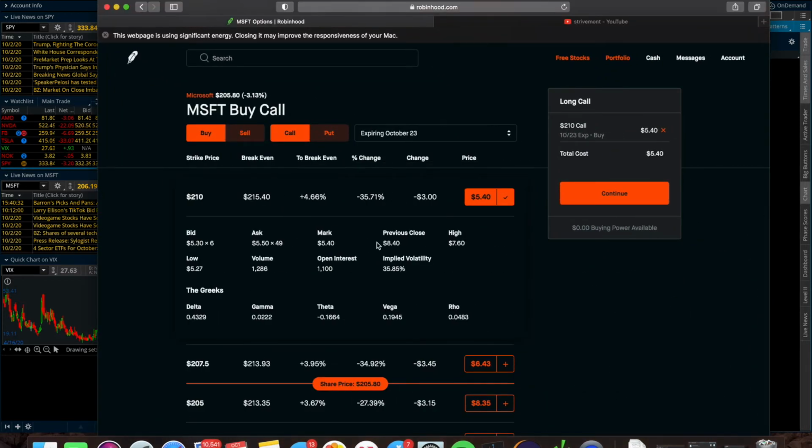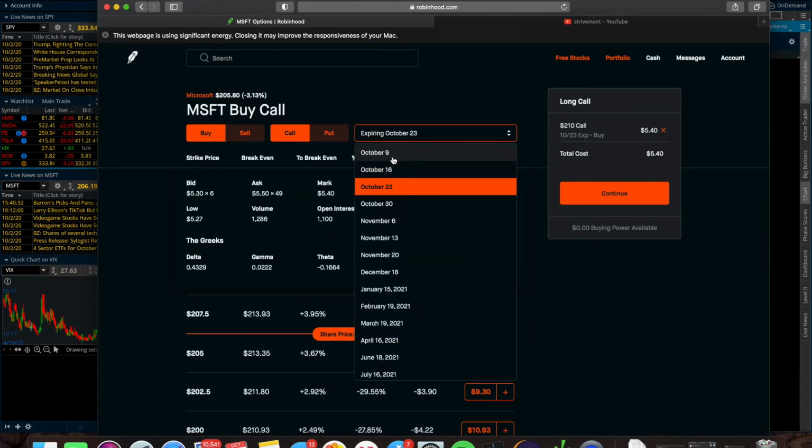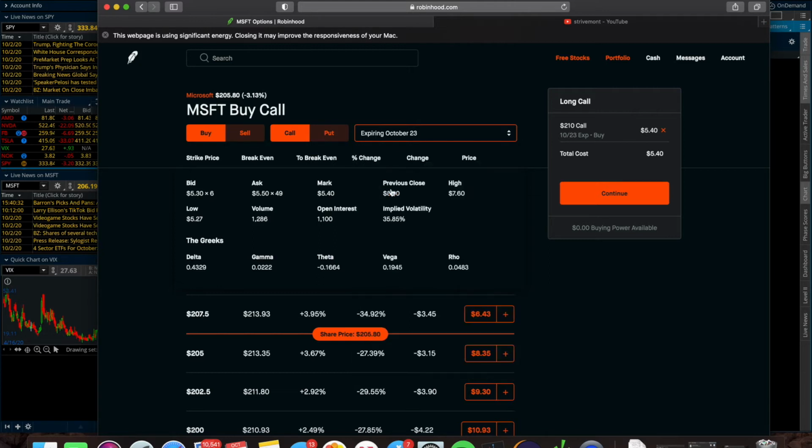So let's buy the option, right? Now, looking at Robinhood, the way I like to buy options is about 15 days out, right? I'm not buying October 9. By the way, it's October 2nd today. I'm not buying October 9 calls. I'm not buying 16 calls. Going at least 3 weeks out. So we're playing October 23rd, and we're going to go 210.